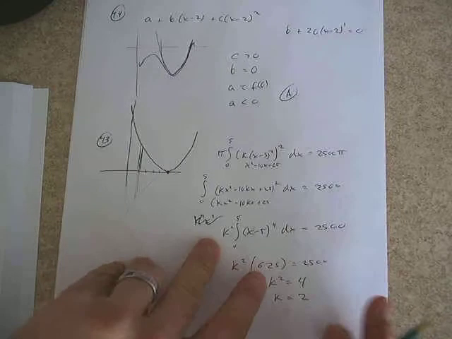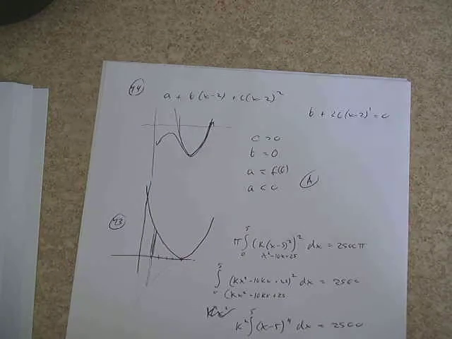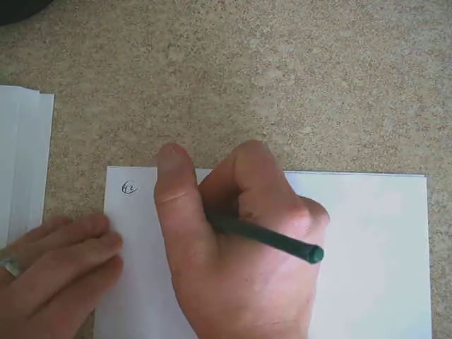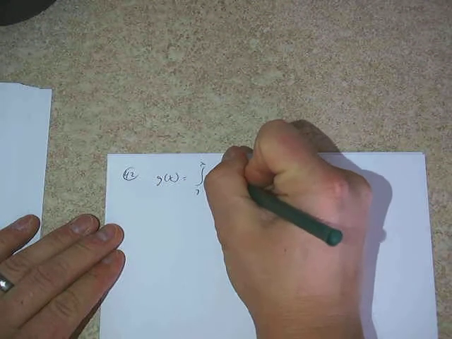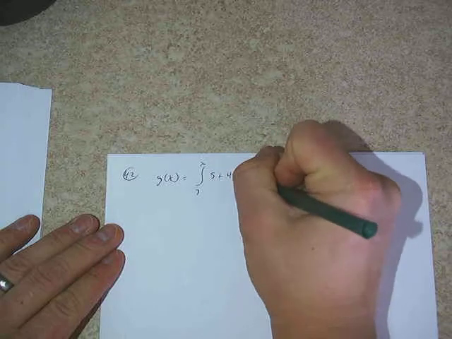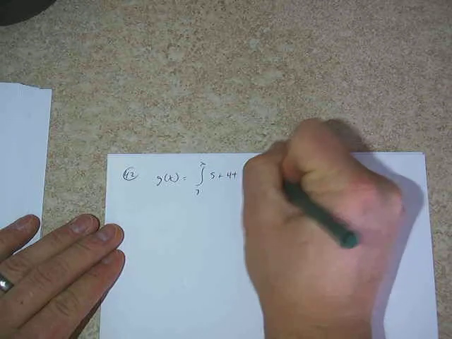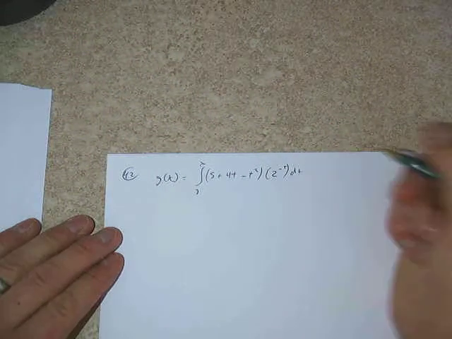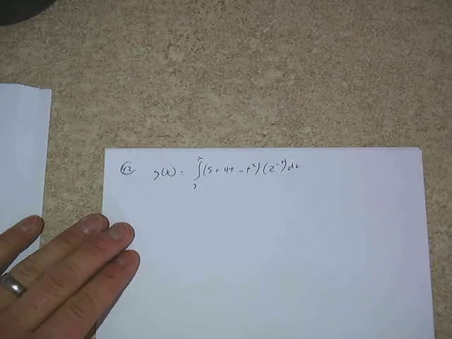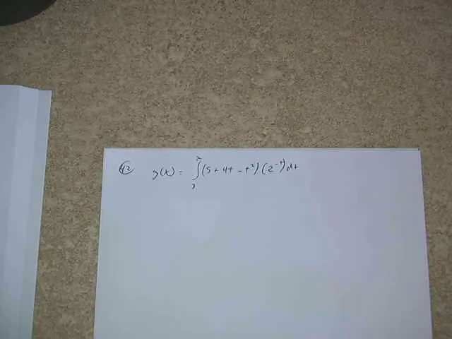On 42, we have this g function. It's defined as an integral function. So our g function here is, let's see, integral from 3 to x of 5 plus 4t minus t squared times 2 to the negative t dt. Alright, so with that being our g function here defined by this integral, we have to decide here which of the following statements about g must be true.